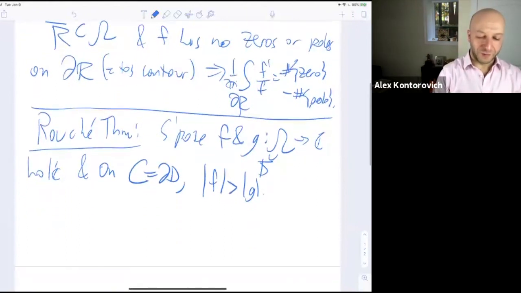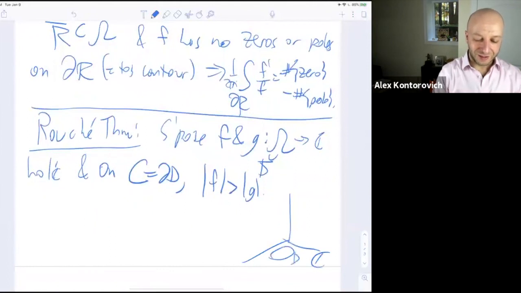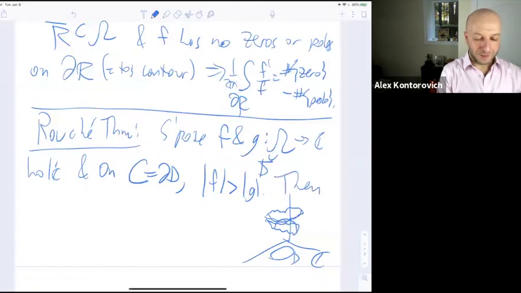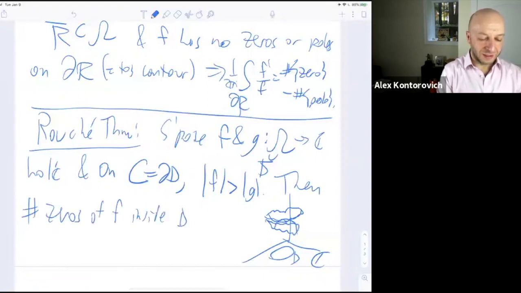In other words, if we have a graph, so here's the complex plane, here's a disk, D, on the circle, f looks like this, and g, whatever g is doing, is strictly below f. But I have no idea what's going on inside. Then the number of zeros of f inside D is equal to the number of zeros of f plus g inside D.